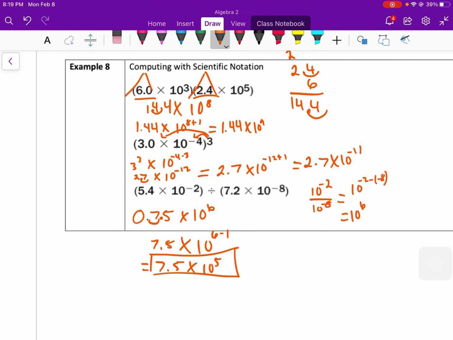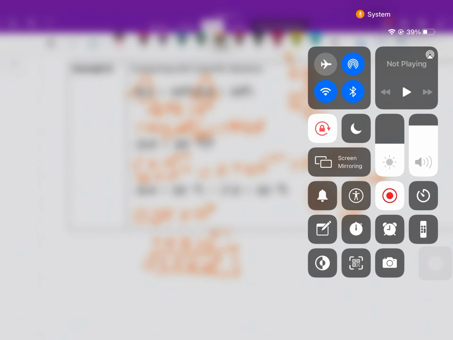All right, so those were the properties of exponents, and we related some scientific notation in. Hopefully you understood. If you have any questions, let me know. Email me or see me after.